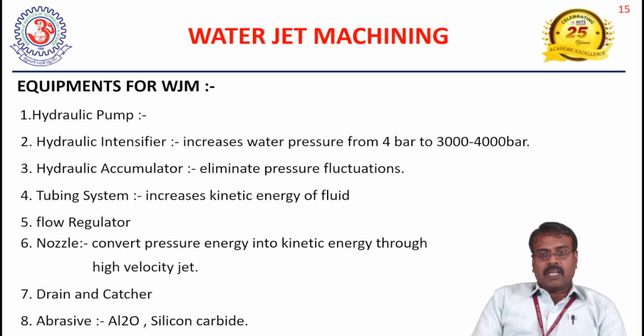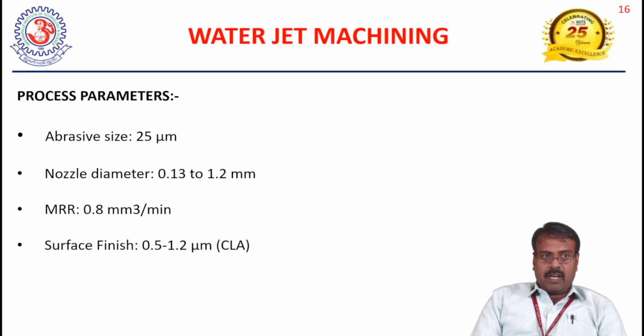So the important equipment required for the process is the hydraulic pump, hydraulic intensifier, hydraulic accumulator, then the tubing system, flow regulator, and nozzle. Then if you want to drain the used water, the drain and catcher are also major equipment present in this water jet machining, a non-conventional machining process.